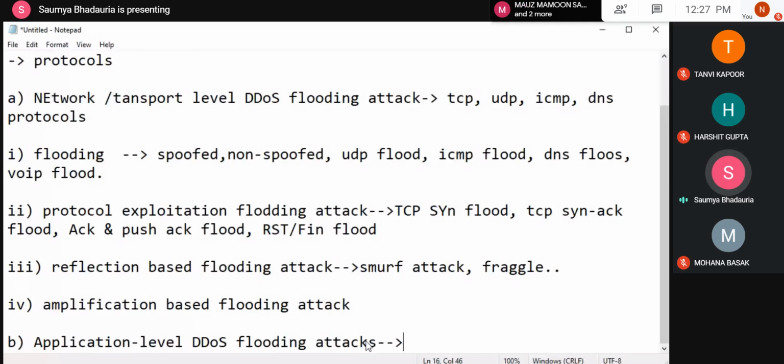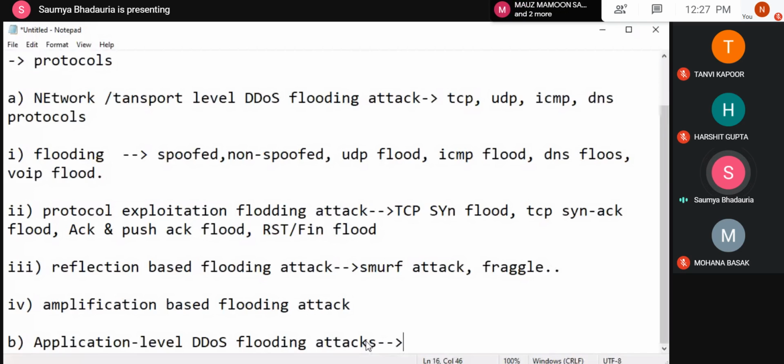In the previous case, which was the network or transport level, we always said that the flooding would be caused due to these protocols. If I try to compare the traffic flowing from both of these levels, normally the amount of traffic is much higher in the network and transport levels rather than the application level. So what is the major motive of application level DDoS flooding attacks? These attacks focus upon disrupting legitimate user services by exhausting the server resources.